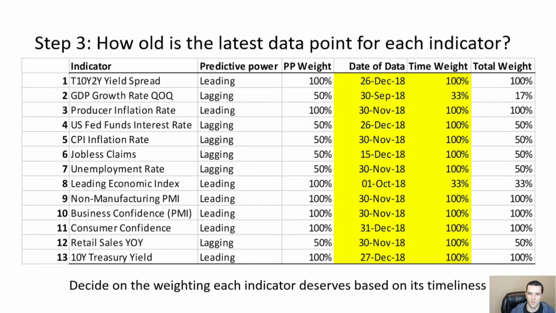After that, I also look at how old the most recent data point is for the indicator. So the older the data point, less timely, isn't necessarily as useful for me. So in my simple time weighting that I give each indicator, if it's in the last 30 days, it gets 100%. If it's between 30 and 60 days, it gets knocked down to 67%. If it's greater than 60 days effectively, it gets a 33% weighting. So that's what you're seeing there.